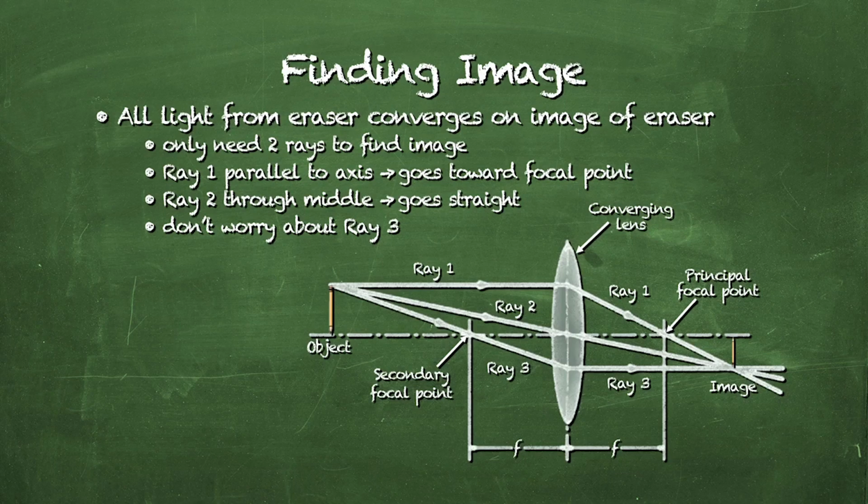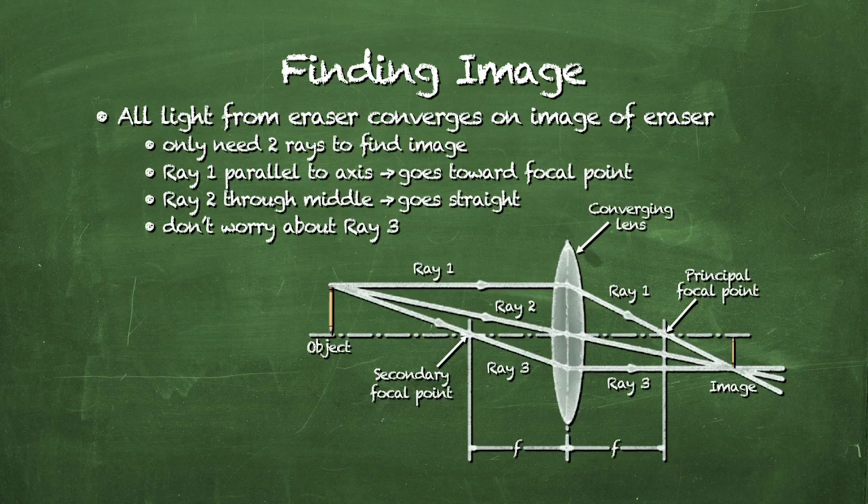So to find the image, you use ray 1 and ray 2. Ray 1 is parallel to the axis, or the center line of the lens, and when it encounters the lens, it bends towards the focal point. Ray 2 goes straight through the center of the lens and is not bent at all. And where those two rays meet, every other ray of light will meet. And that is where the image is formed. So we can use a ray diagram to find where the image of an object is formed.